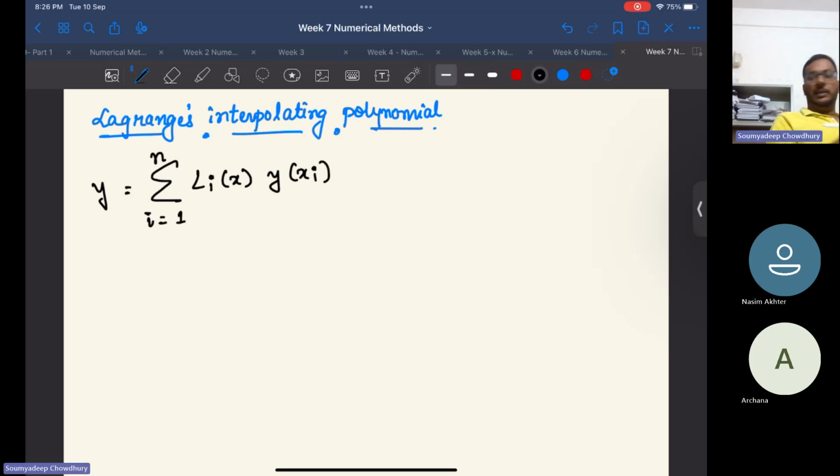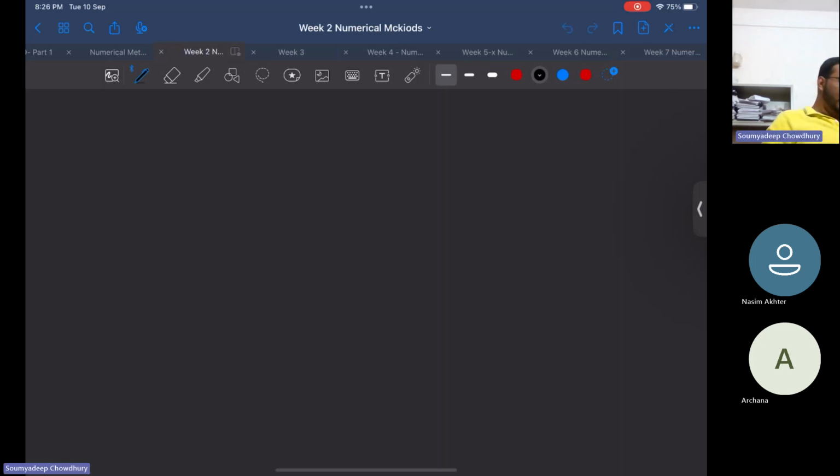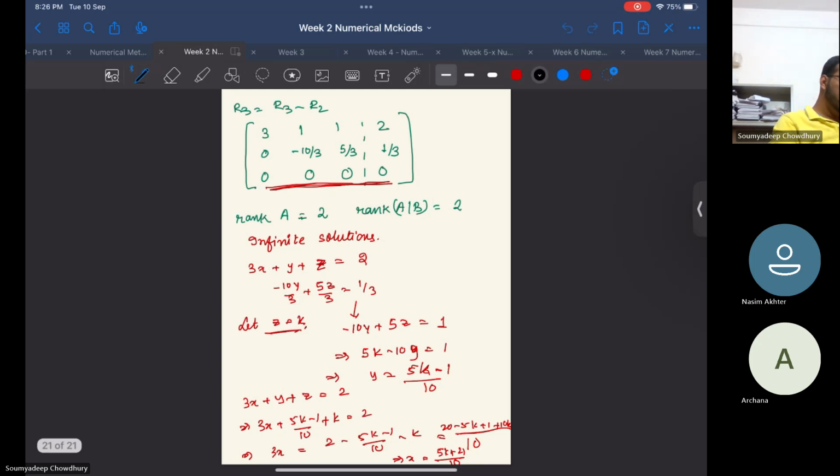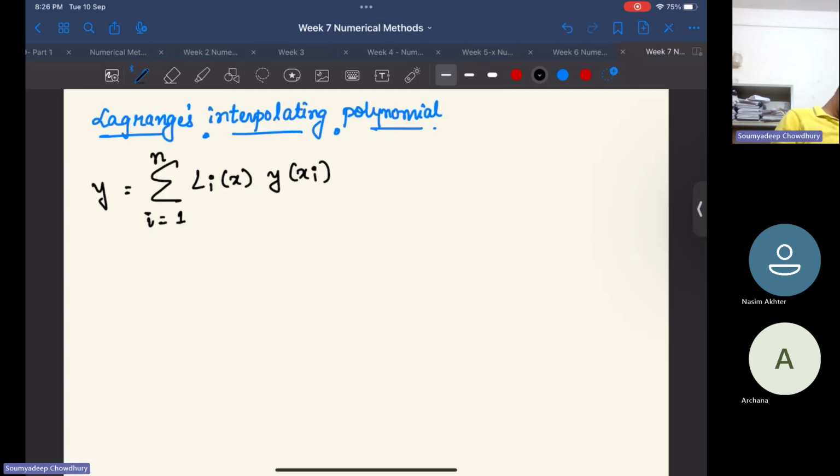So this is the formula for the Lagrange's interpolating polynomial. Li of x is basically your Lagrange's interpolating polynomial. What is Li of x? This is the symbol for product. Like we use sigma for summation, we use the pi symbol for product, right? I'll first write it down and then I'll explain.